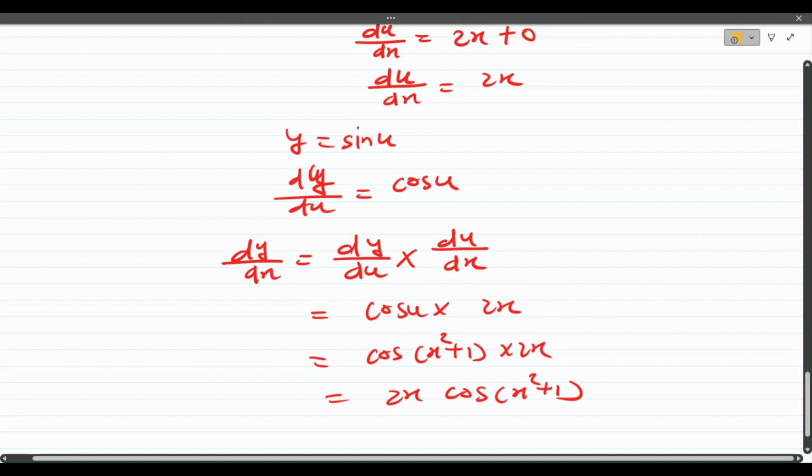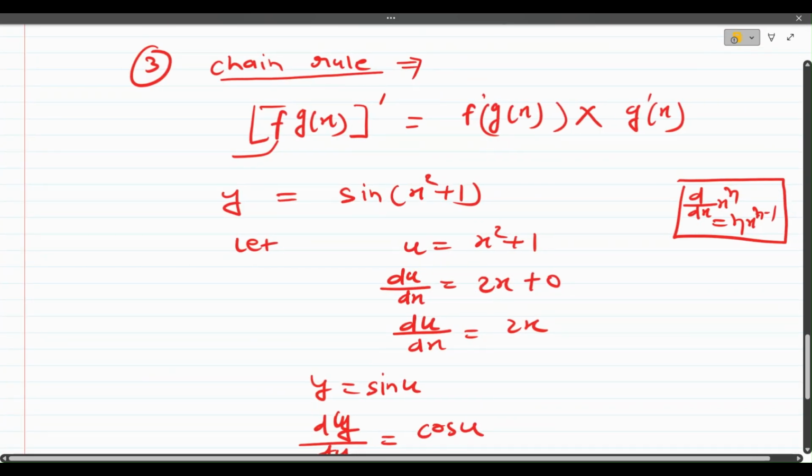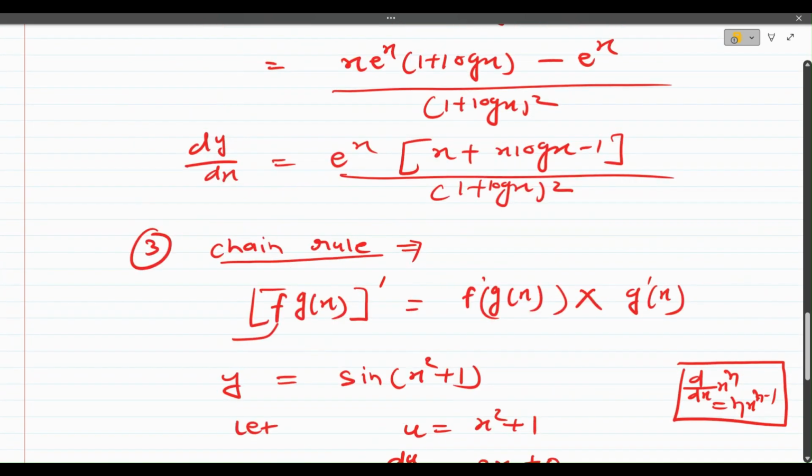In the next session, we're going to practice more and more different types of questions related to the product rule, quotient rule, and chain rule.